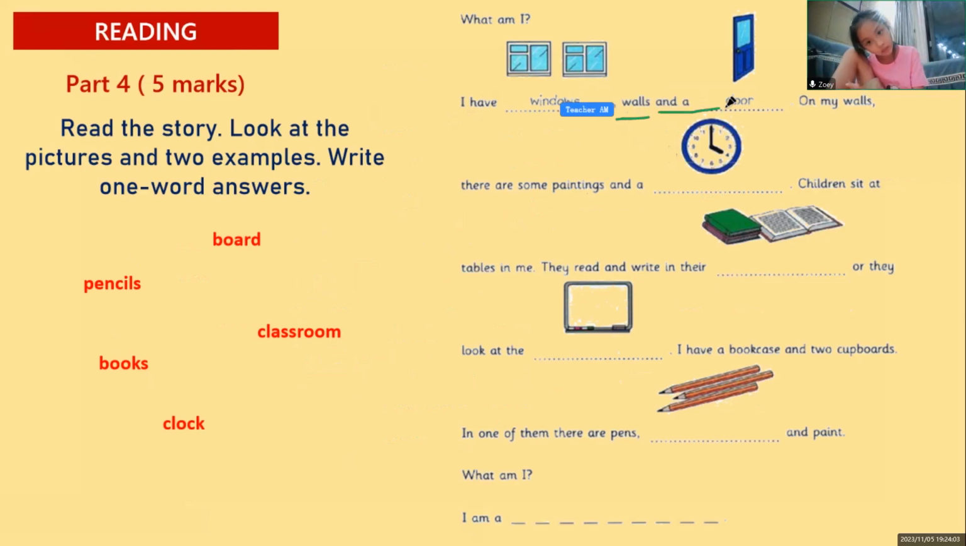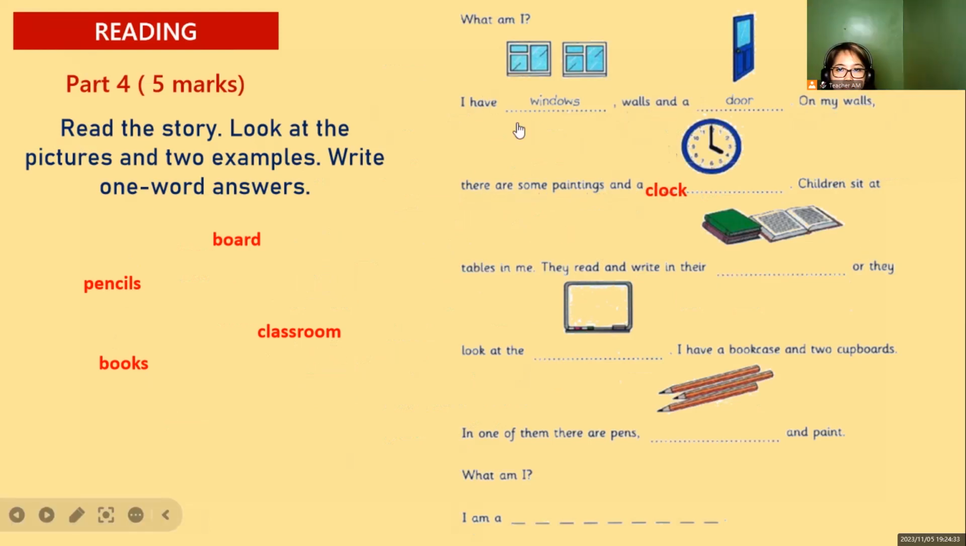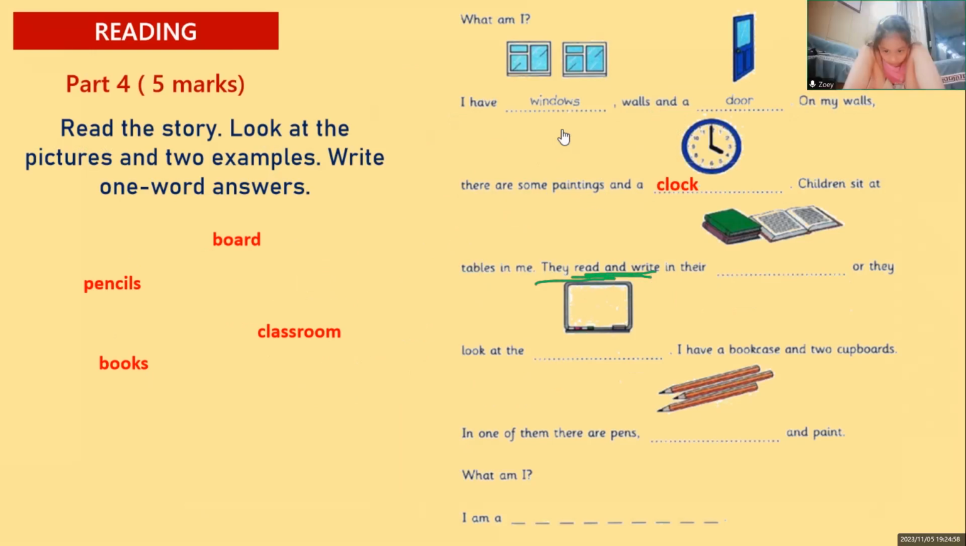Walls. Walls and a door on my wall. There are some paintings and a clock. Well, very good. Children sit at tables in me. They read and write in their books.